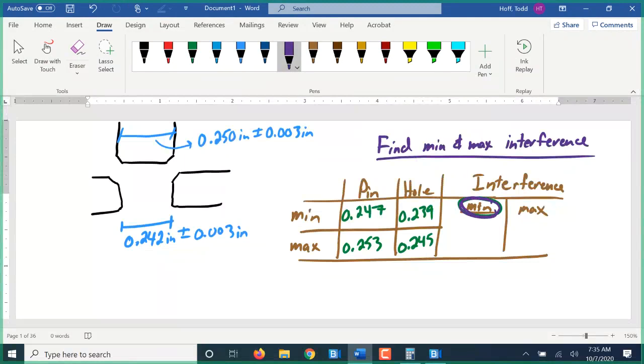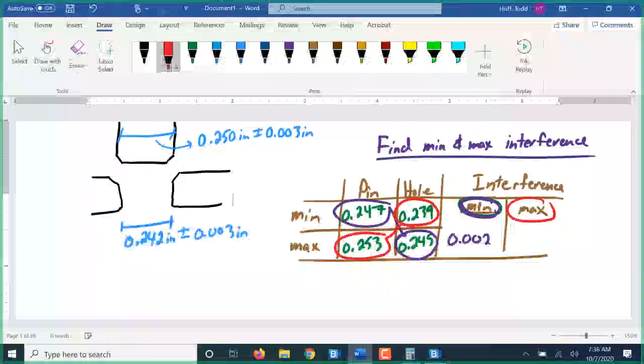So for the minimum interference, it occurs when the pin is its smallest and the hole is its largest. What's the difference between those? 2,000ths. Good. The maximum interference occurs when the pin is its largest and the hole is its smallest. How much interference is there? 4,000ths. Careful. 14,000ths. There we go.